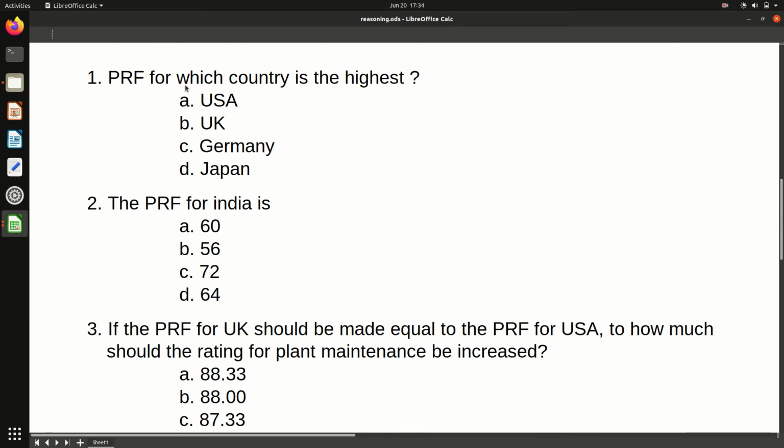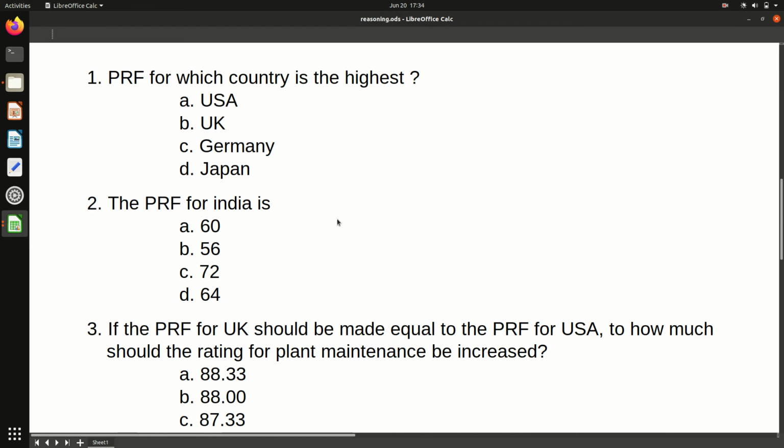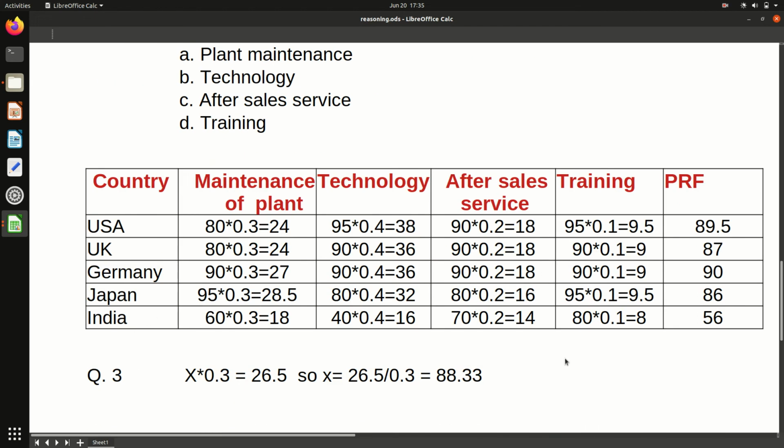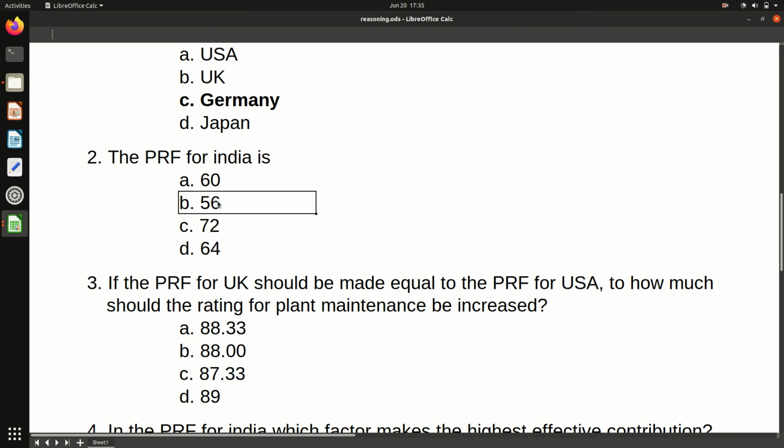Now we will see for which country PRF is the highest. We can see here 90 is the highest, which is for Germany. So in this case the answer will be Germany. In the case of India, PRF is 56, so it will be 56.